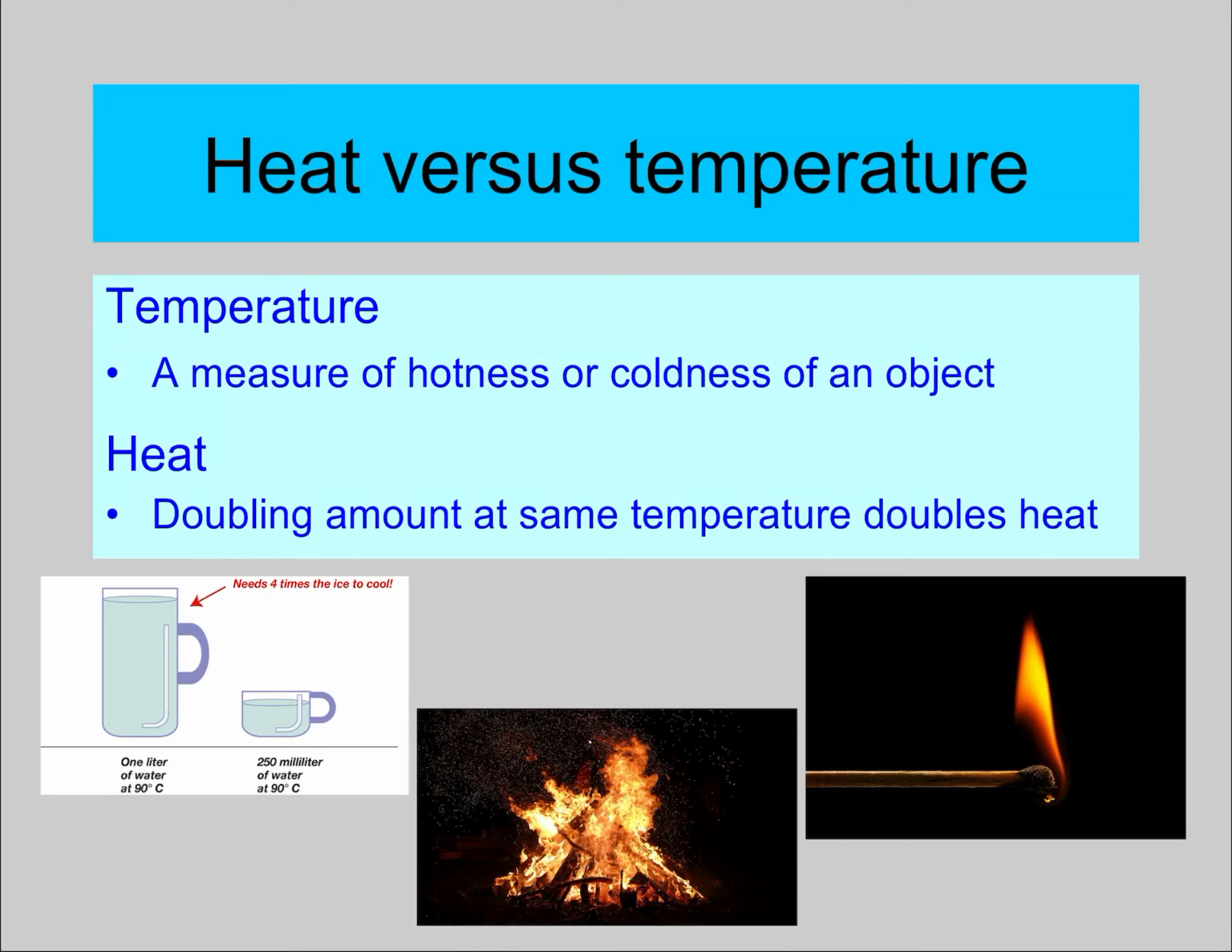Okay? But temperature is not mass dependent. If I boil water, it doesn't matter if it's a pot of water or a cup of water. It's going to boil at 100 degrees Celsius. Both the match and the bonfire are burning at the same temperature. They are just not producing the same amount of heat. So that's the best way I can explain it. And I hope that either one of these is a relatable example to your life, because you need to be able to keep heat and temperature distinct in your mind.